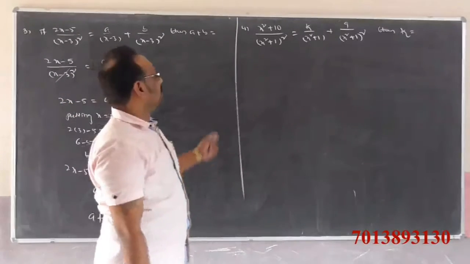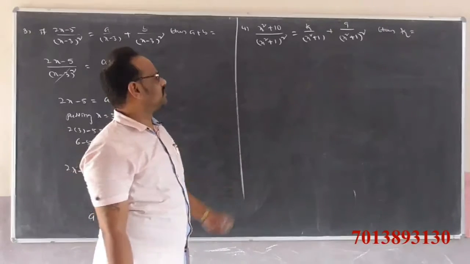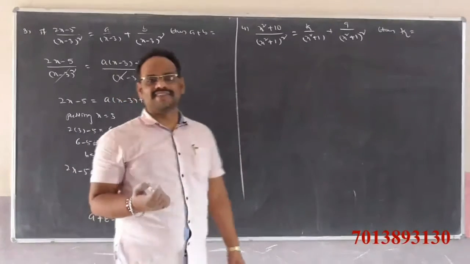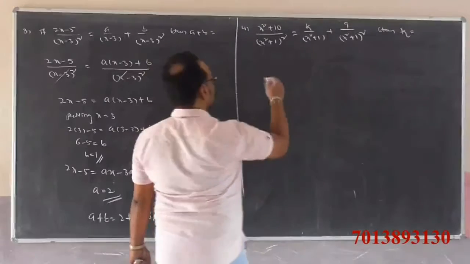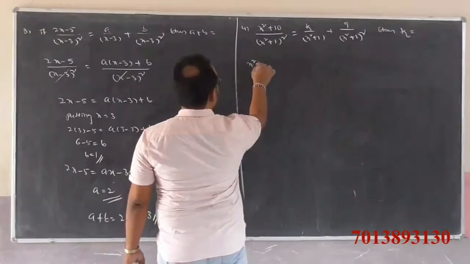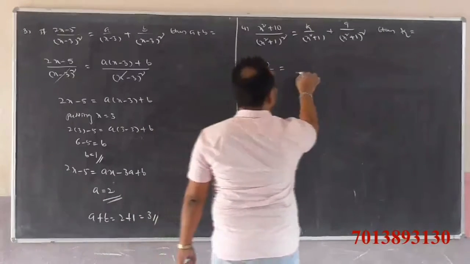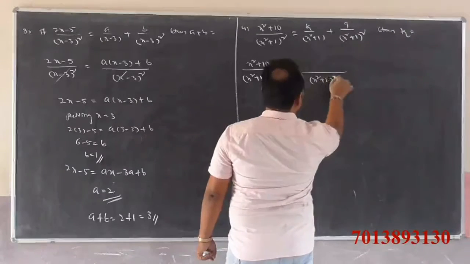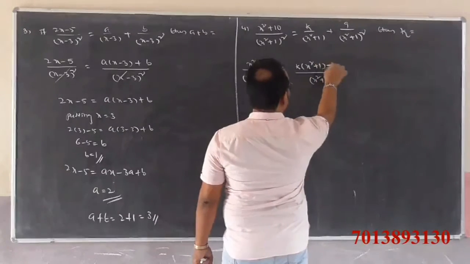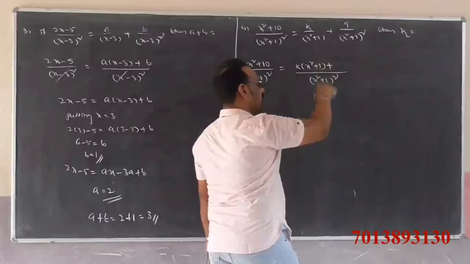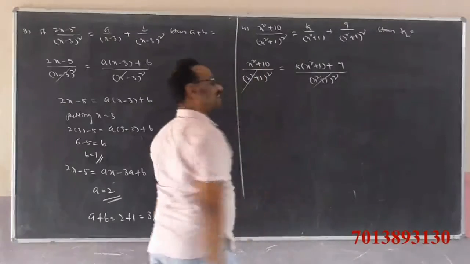Next, the fourth one: (x square plus 10) by (x square plus 1) whole square is equal to k by (x square plus 1) plus 9 by (x square plus 1) whole square. Clearly, the denominator has irreducible repeated quadratic factors. So what we want is the k value. The LCM is (x square plus 1) whole square. The x square plus 1 cancels, and we get k into (x square plus 1) plus 9.